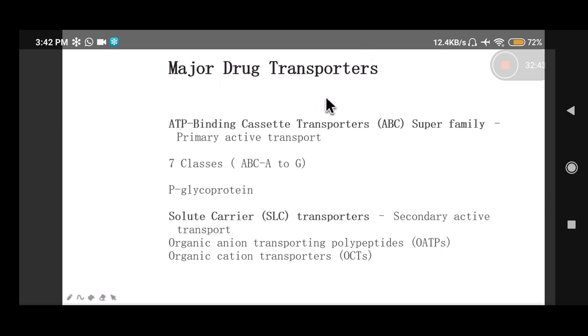Another family of major drug transporters is the solute carrier transporter involved in secondary active transport. It comprises the organic anion transporting polypeptides, OATP, and the organic cation transporter, OCT. And you'll be coming across these terms and these transporters again and again because many of the drugs act by inhibiting one or more of these transporters to exhibit the action.